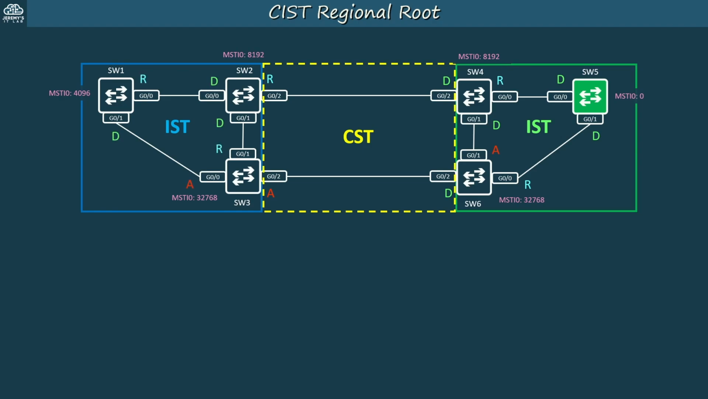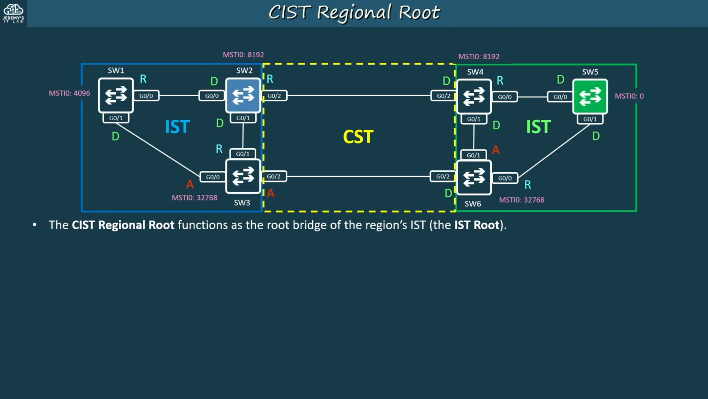However, Region 123's topology is different from before. Let's see why. When the 2 regions weren't connected, switch 1 was the root bridge. However, with the 2 regions connected, switch 2 becomes what's called the CIST regional root. Let's see what that means. The CIST regional root functions as the root bridge of the region's IST, also called the IST root. So switch 2 now functions as the root bridge of Region 123's IST.